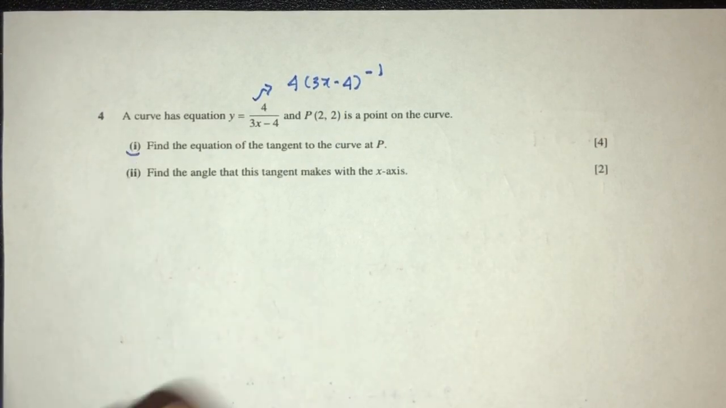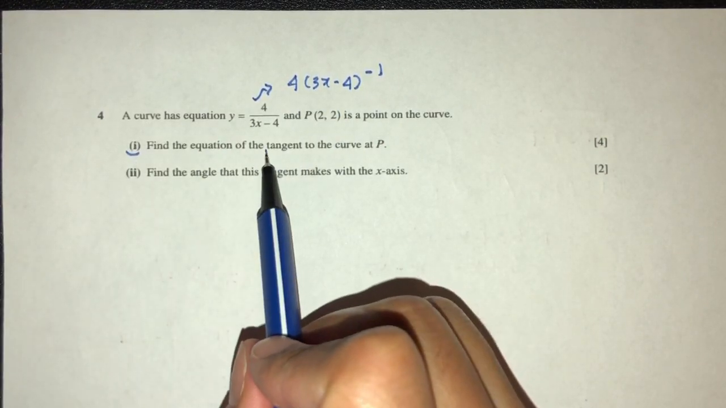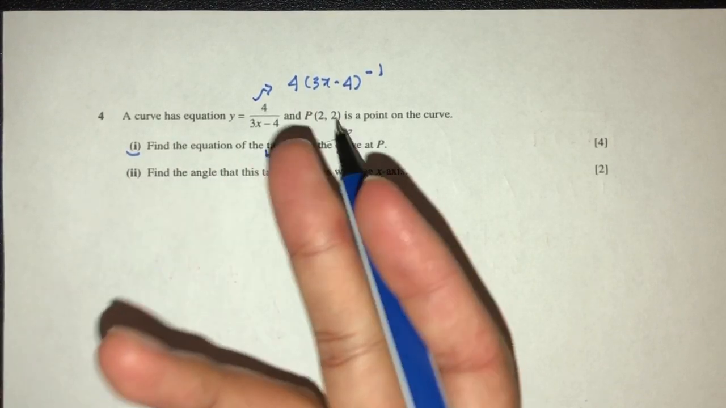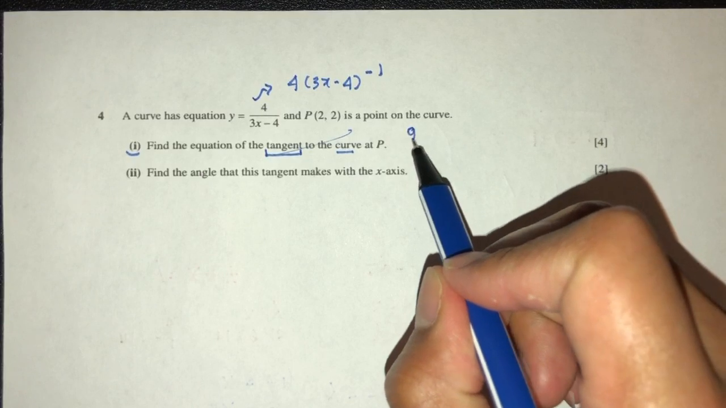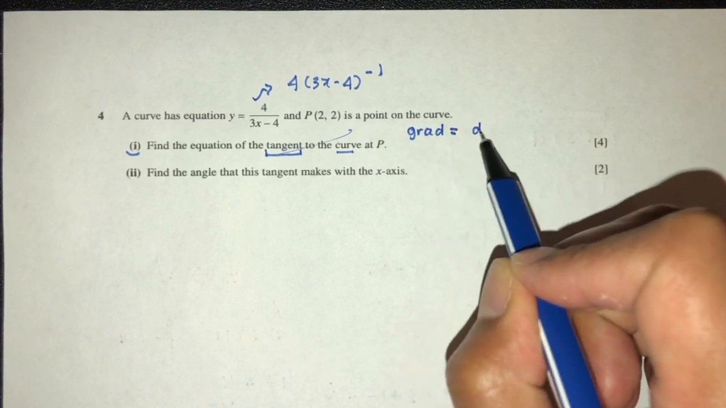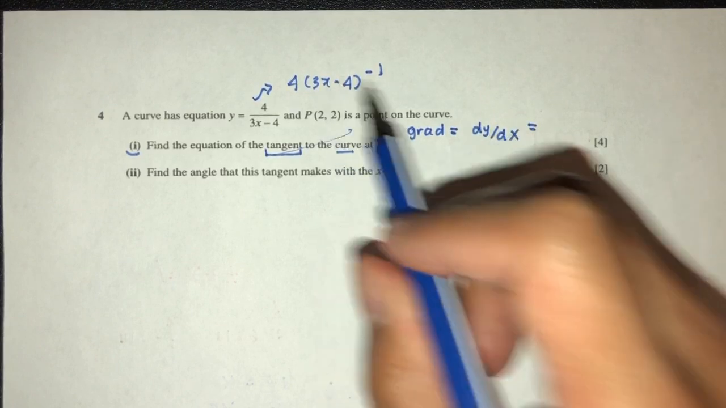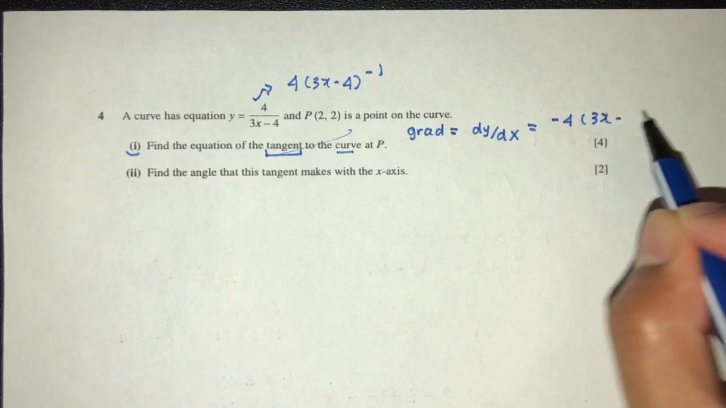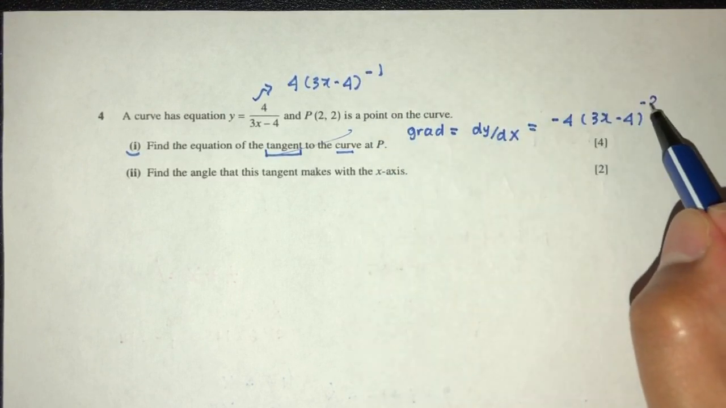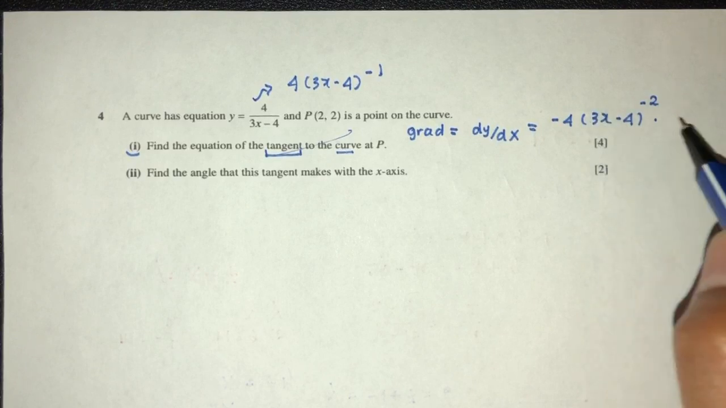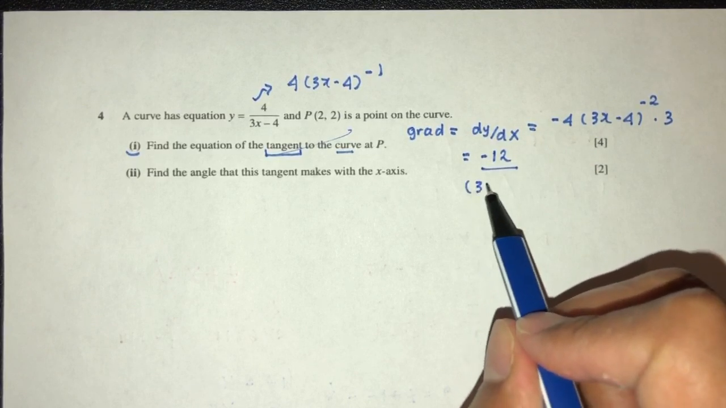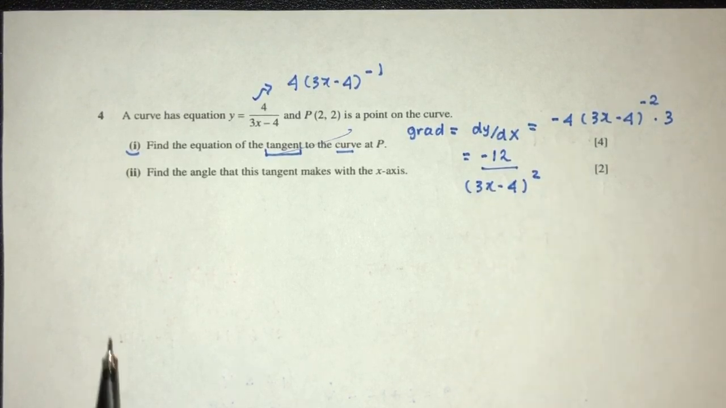Okay, now part 1, we have to find the equation of the tangent to the curve at P. So pretty easy. We know tangent is a straight line, and to find the equation of a straight line, we have to first find its gradient. So we know the gradient of the tangent is equal to dy by dx. So let's find that. That will be first multiply by the power, that should be minus 4, (3x minus 4) to the power minus 2. Then multiply by d by dx of the inside, that should be 3. That will give you minus 12 over (3x minus 4) squared. This is dy by dx.